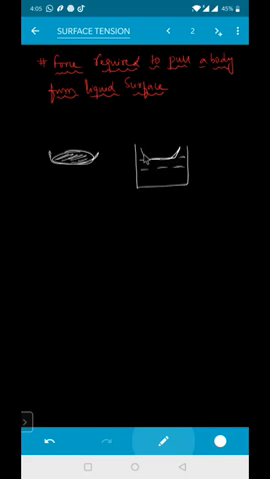Will it float or not? It will float, sir. Now you try to remove this one in the upward direction with the force F. What happens? This amount of liquid which is stuck will also come in the upward direction along with that one.